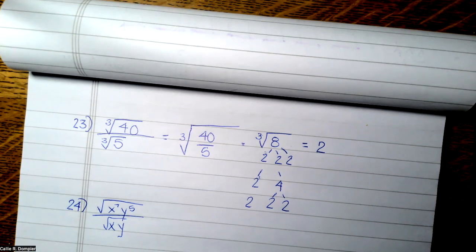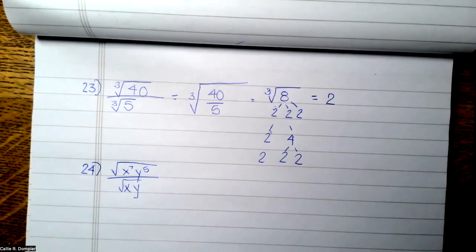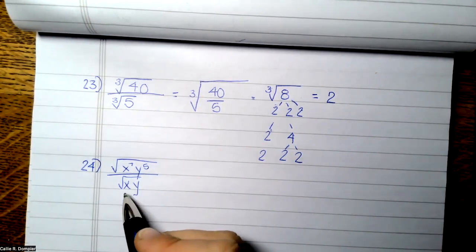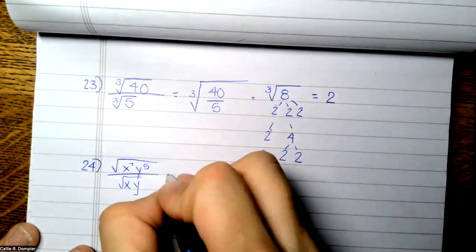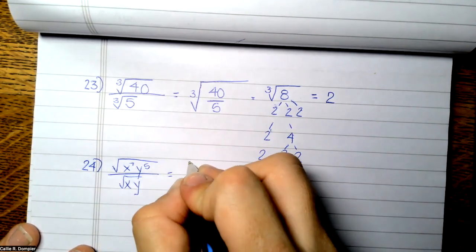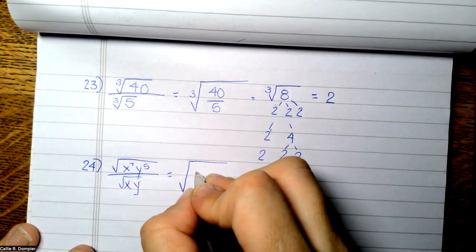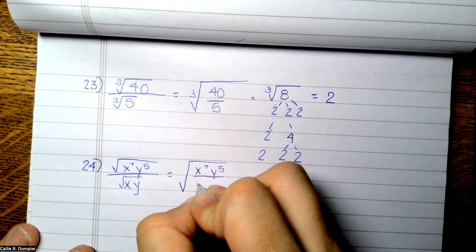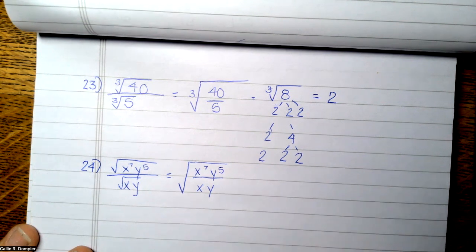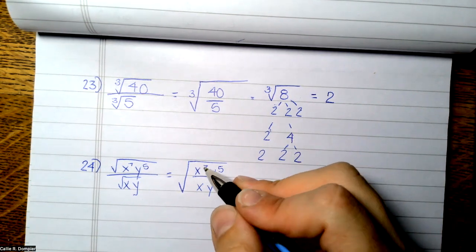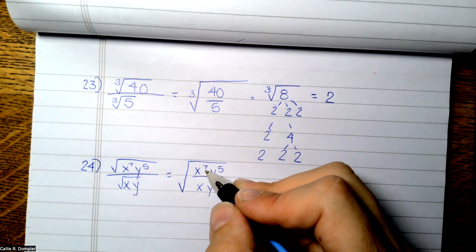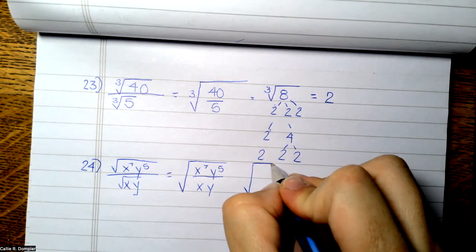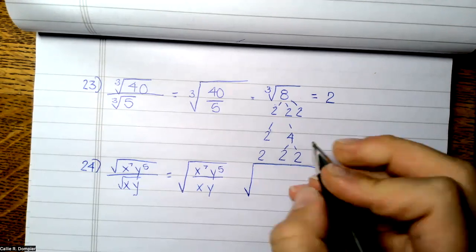All right, 24, we have the square root of x to the 7th times y to the 5th divided by the square root of x times y. I'm going to do the same thing I did up here, put it all under 1 radical, x to the 7th, y to the 5th divided by x, y. Okay? Now, remember the rules for exponents is you can subtract, right? Or if you don't remember those rules, never fear. Let's draw them all out.